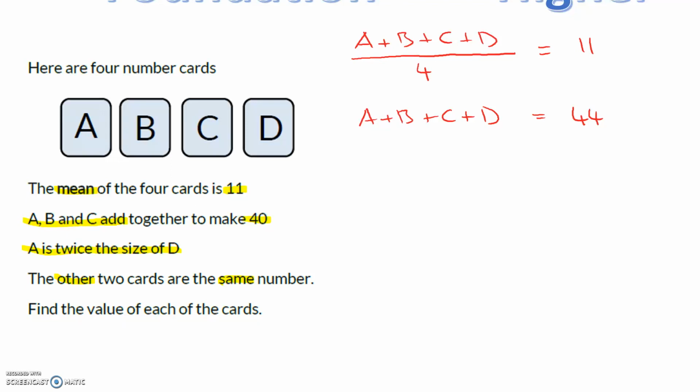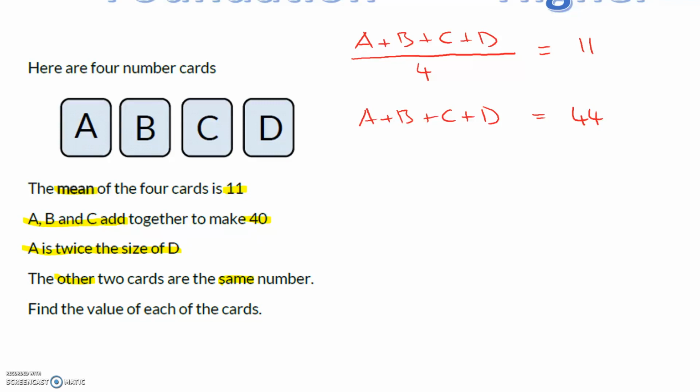This is a good trick to know without even writing that down. If we know that the mean of these 4 cards is 11, then the total of those cards has to be 4 times the 11. It's like a backwards mean question. So that statement's going to be handy. Then let's look at statement 2.